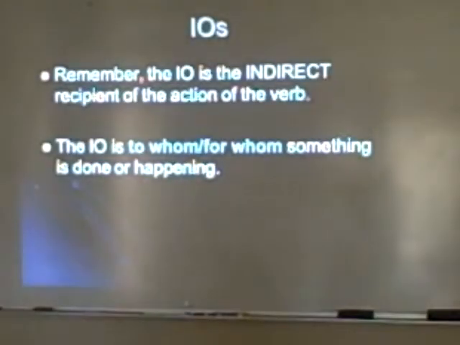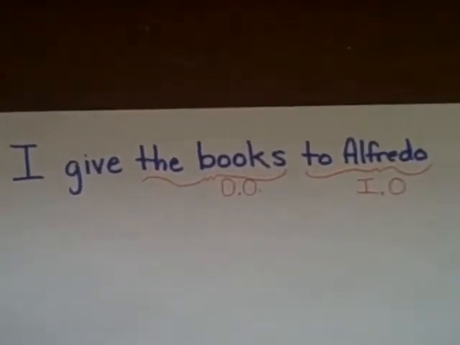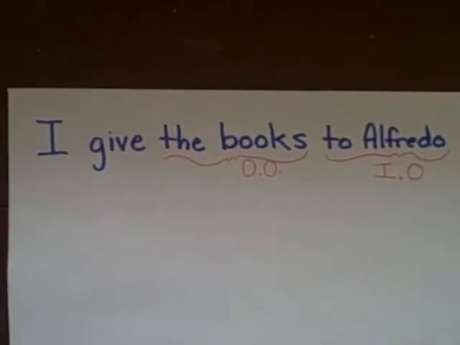An indirect object, on the other hand, is the indirect recipient of the action of the verb. It is to whom or for whom something is done or happening. In that same sentence, I give the books to Alfredo. Alfredo is the indirect object because I'm giving the books to him. Notice the DO is the books and the IO is to Alfredo.